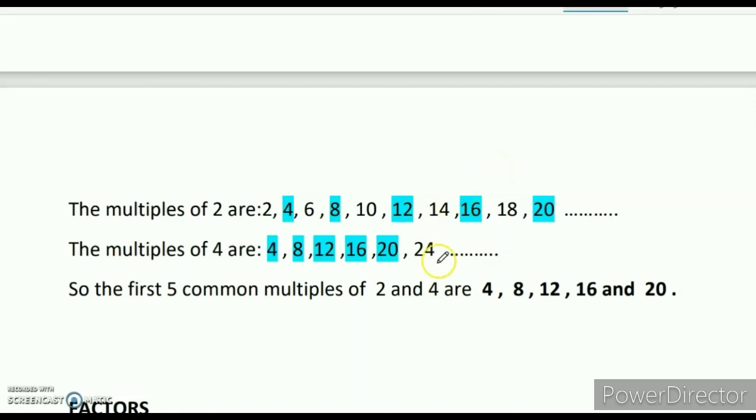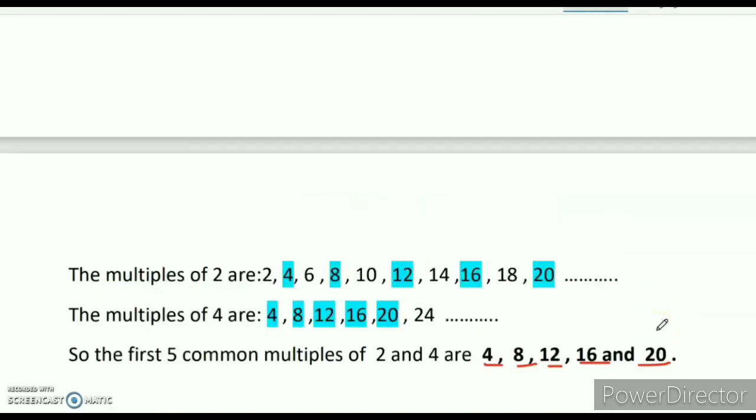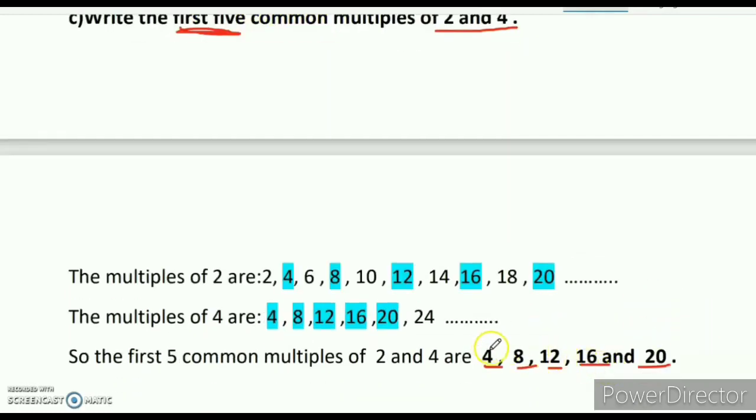Then, children, let's find the common multiples. Here 4 and here also 4. So 4 is the first common multiple, then 8, here also 8. 8 is second, then 12 and 12, 12 is third, then 16 and 16, 16 is fourth, 20 and 20, 20 is the fifth one. So the first 5 common multiples of 2 and 4 are 4, 8, 12, 16 and 20.